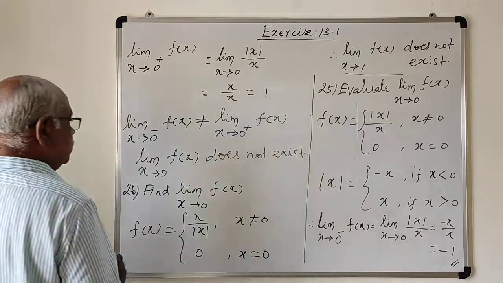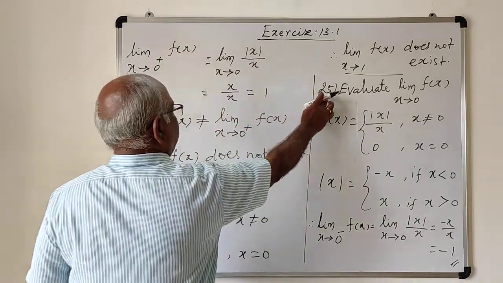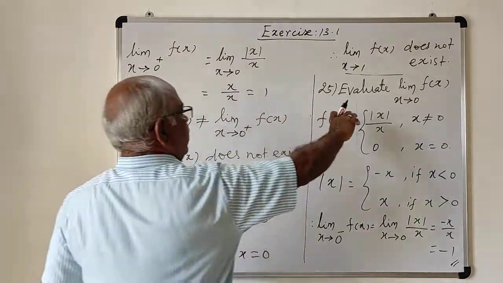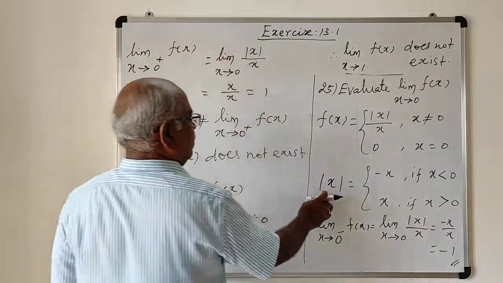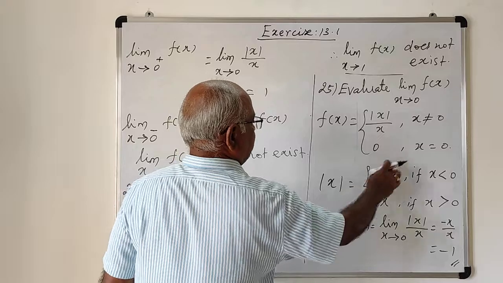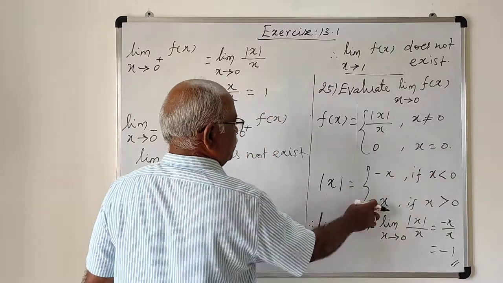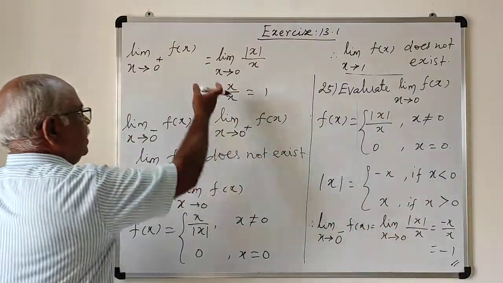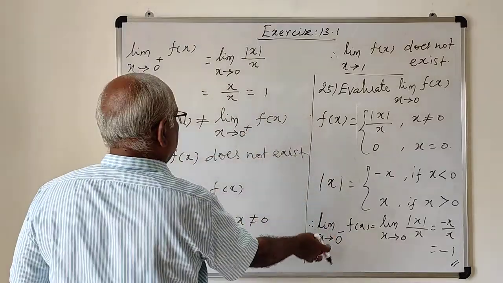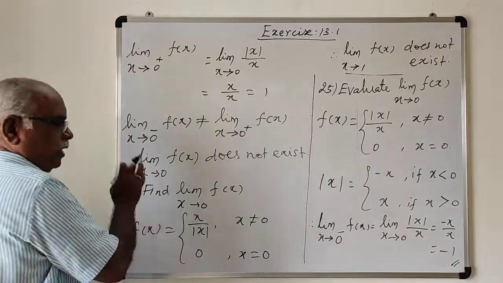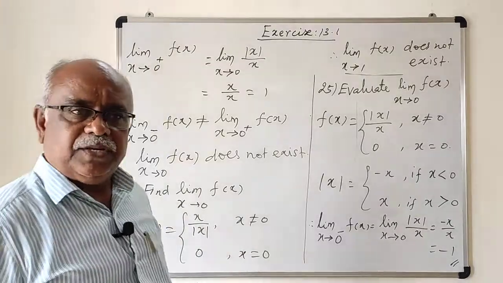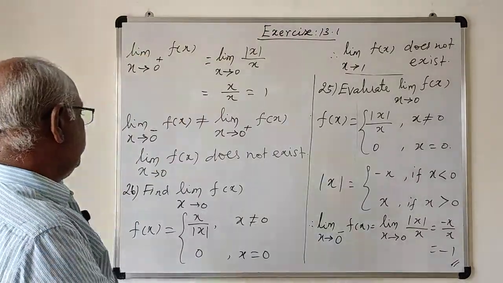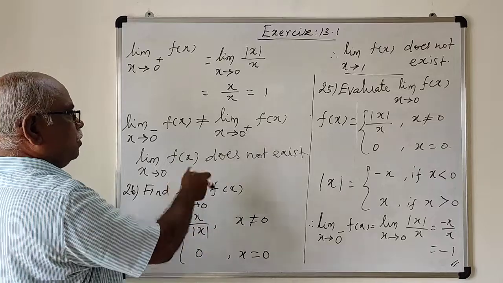In this case also, as in the case of the 25th problem, mod x by x is rewritten as x by mod x. Here also the same definition: mod x is negative x if x is negative, and mod x is positive x if x is positive. Apply the same left limit and right limit for this problem also. We can see the two limits, left and right, do not exist. Therefore, the limit x tends to 0 does not exist for this problem also.